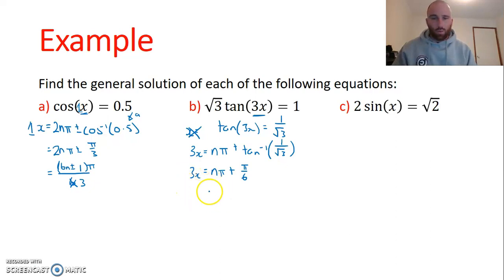I'm going to get both of these over the same denominator, so that becomes 6n plus 1, taking out a common factor of pi, all divided by 6, and that's equal to 3x. Now I bring the 3 across to leave x. So this becomes (6n plus 1) pi, all divided by 18, or 6 times 3 in the denominator. And that's our general solution.